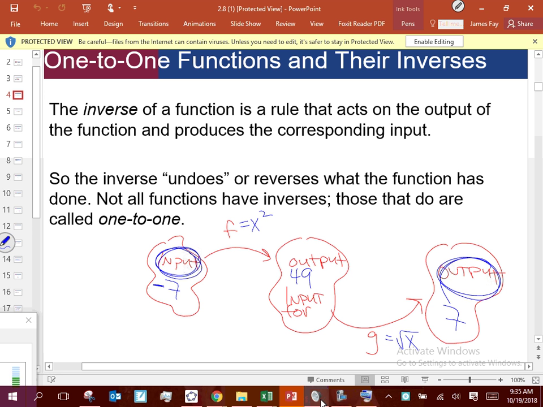Okay, I'll give you one. -7. -7 squared, what's that give you? 49. Run 49 through radical x. What's it give you? 7. Does the original input match the final output? No. But we've always been taught that x squared and radical x are inverses, right? They undo each other. Well, they only undo each other for a certain set of values, and they are the values for which x is greater than or equal to 0.